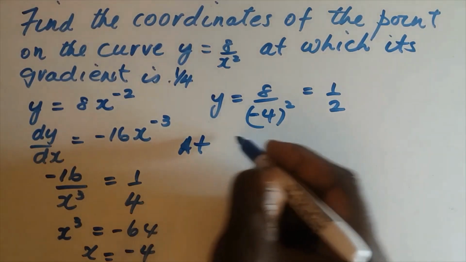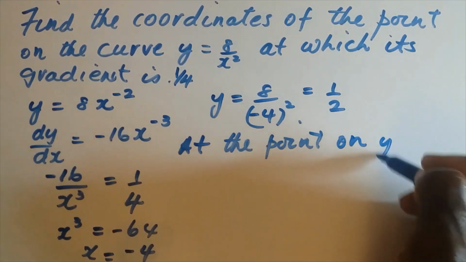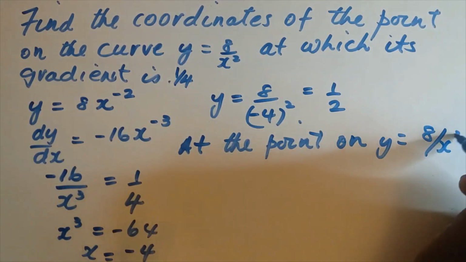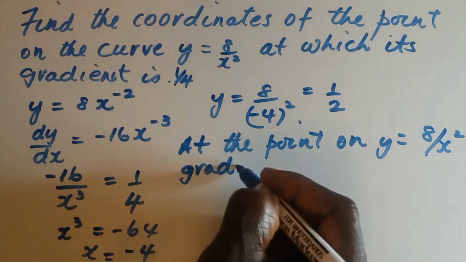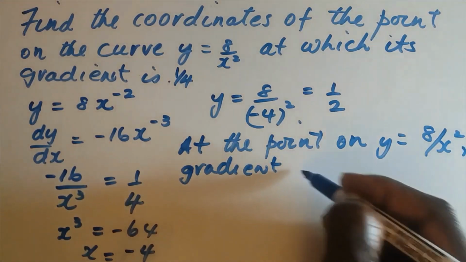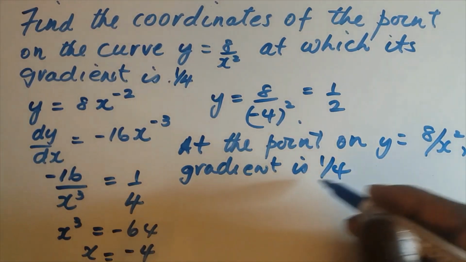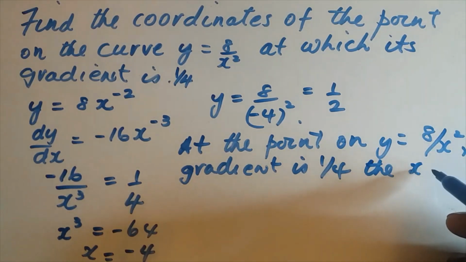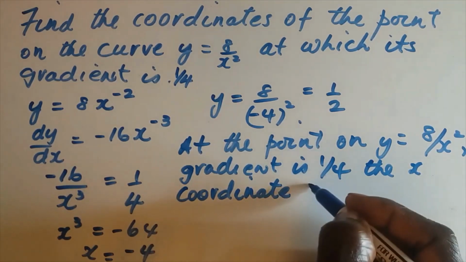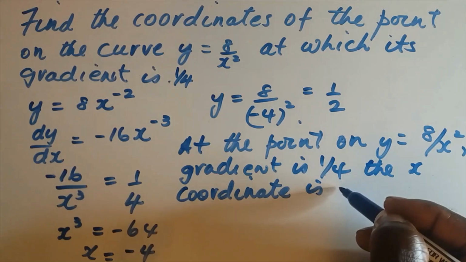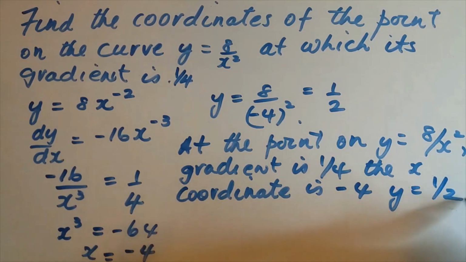So at the point on the curve y is equal to 8 over x squared, where the gradient is a quarter, the x coordinate is negative 4, and y is equal to a half.